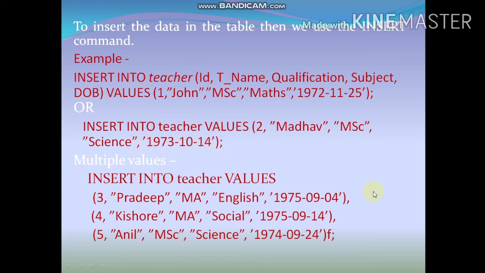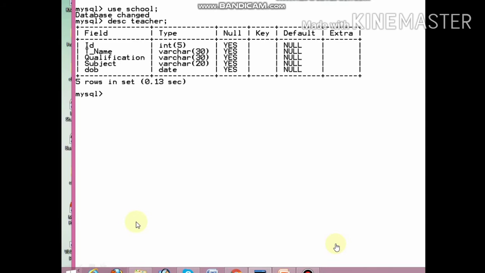Here the example is for multiple values. Insert into table name values. This one is the first record, then I put a comma, second record, put a comma, third record, then put a comma. This F is by mistake, okay, no problem, remove it, then semicolon, press the enter key. Now we check it in MySQL.